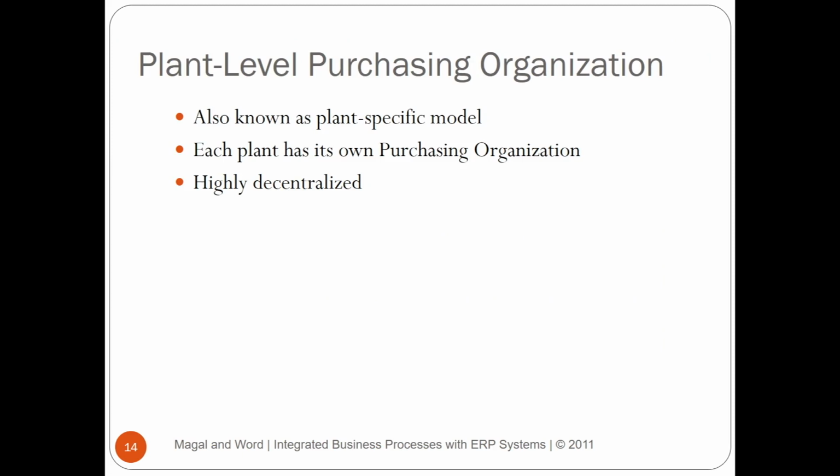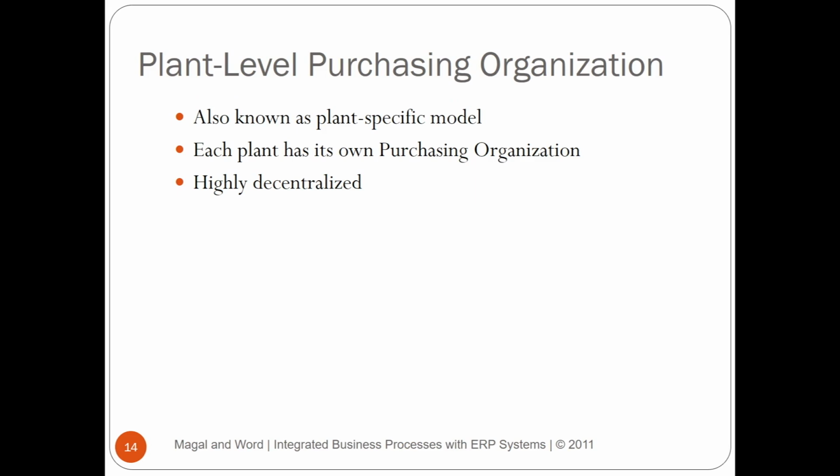For the plant level purchasing organization, this is the most decentralized model, also known as the plant specific purchasing organization, in which each plant has its own purchasing organization. So in the case of the plant specific model, the purchasing organization is assigned to both the plant and its company code. For the reference purchasing organization, each purchasing organization model has its advantages and disadvantages.